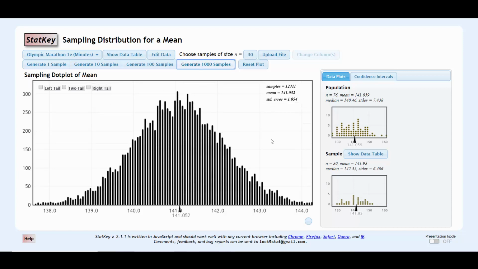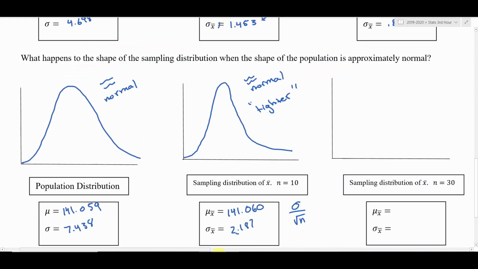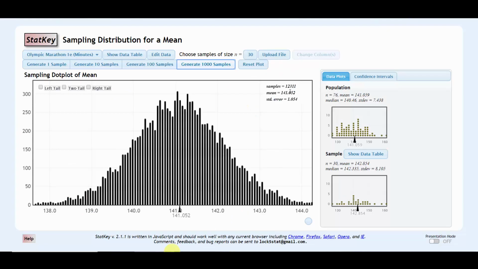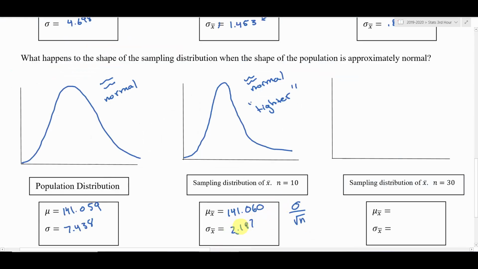So there we go. We see a beautiful normal curve here, so I'm going to go draw that. But pay attention to what happens with the dispersion. It's at 1.054 now. We were at 2.187. So we got a tighter curve than what we started off with, because it went from 7.438 down to 2.187. So this is a tighter normal curve. This one's going to be even tighter, even more skinny.